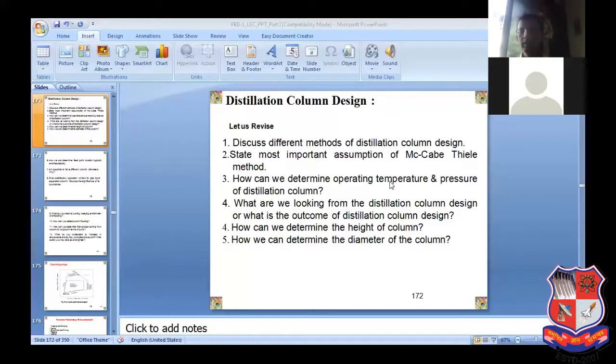Fine. So once you have selected that you are going to design a distillation or absorption column using trays, then the next thing comes into the picture. What are the temperature and pressure going to be? How can we select the temperature and pressure of the distillation operation? Can you suggest how we are going to determine it?